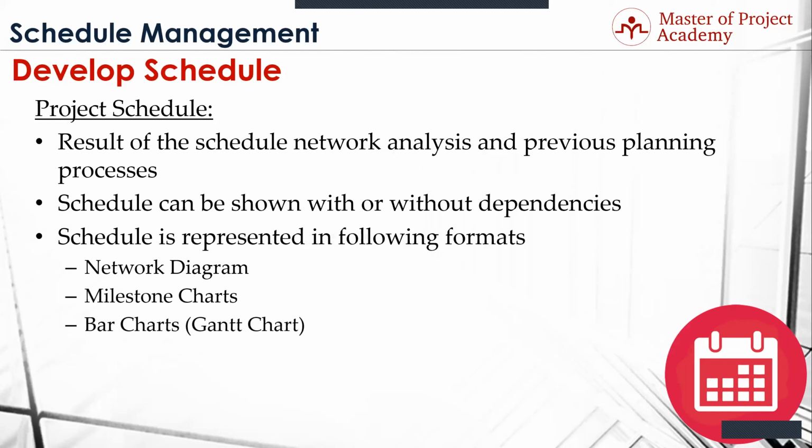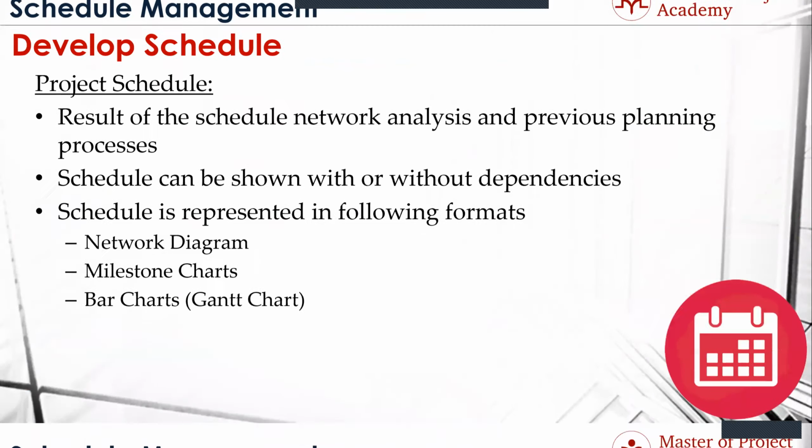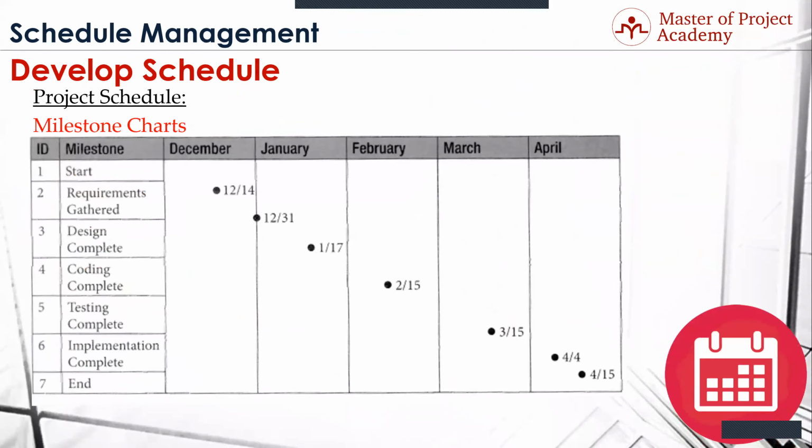Now, there is a difference. A pure bar chart does not have any dependencies, and a Gantt chart may have some dependencies. Now, here's what you need to know. I'll show you examples of each one of these. There's a milestone chart. Pretty broad: requirements gathered, design complete, coding complete, testing complete, implementation complete. Those are basically phases. Okay, that's a milestone chart.